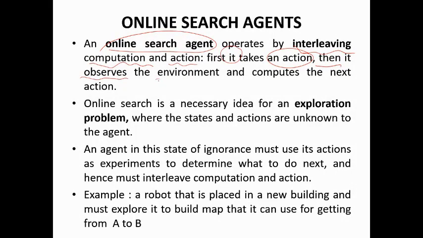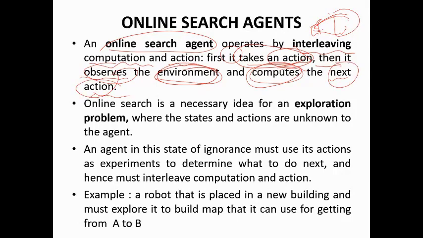So first it does some action, then observes the environment, and then records or computes the next action. Usually the agents, as I told you earlier, first take some sensation, some observation, and then do some action. It is a little different from that common agent process. It does some action first, then observes using sensors the environment, and then records all those observations, and thereafter decides the next action.